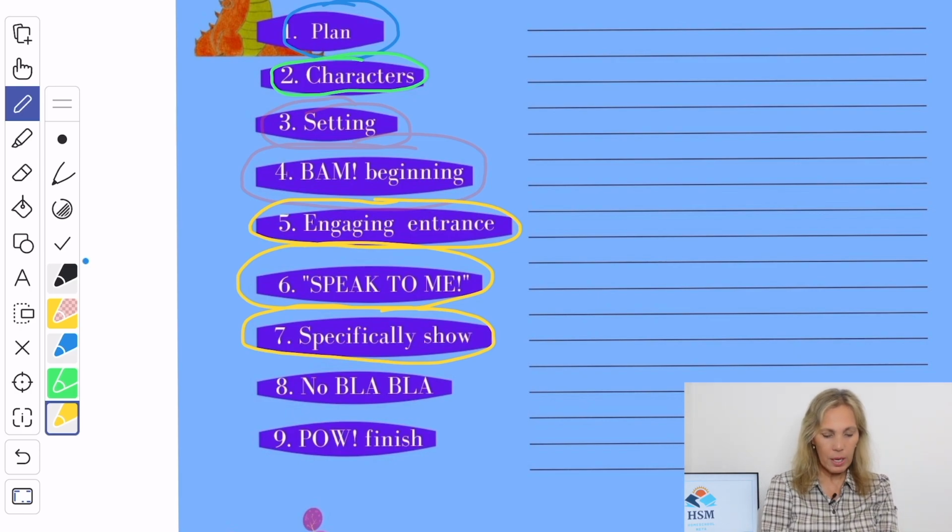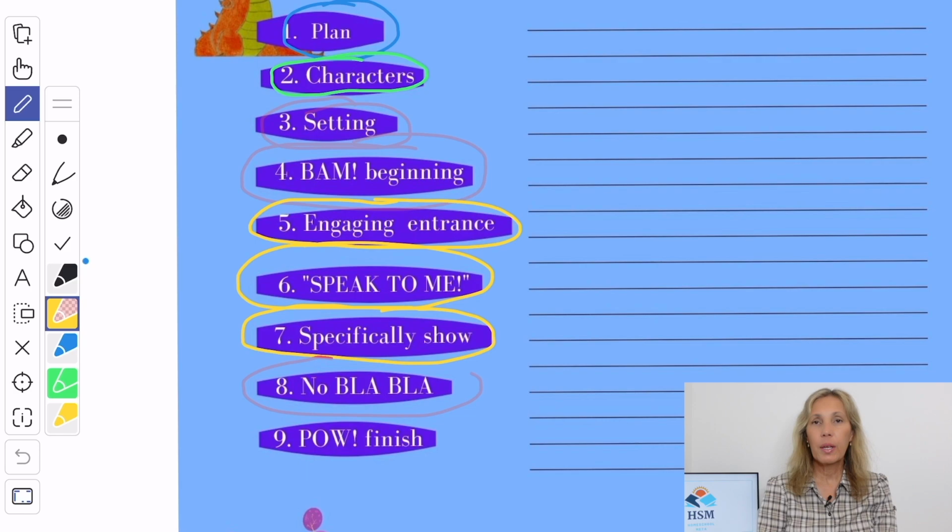And then you're going to have no blah blah. Now blah blah means sometimes we can talk and keep writing certain things which makes it a little bit boring and perhaps not engaging, because you've put too many little things that are not important, and it sort of loses the reader, the person who's reading your story. So you don't want to lose your reader.